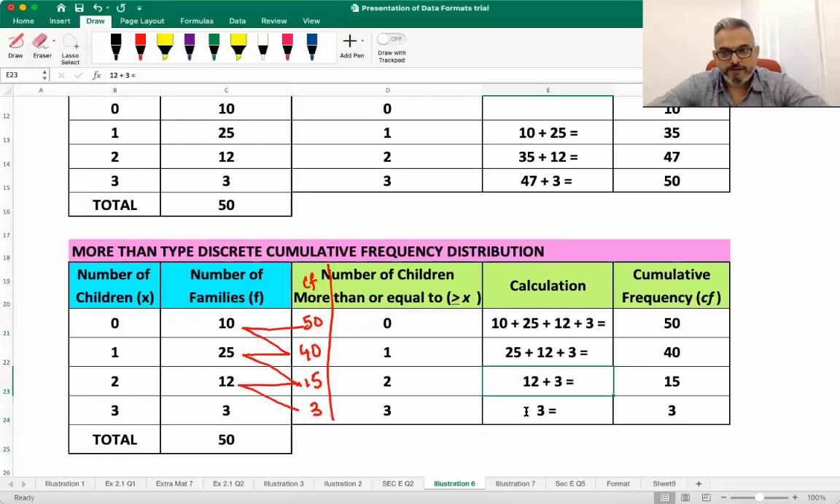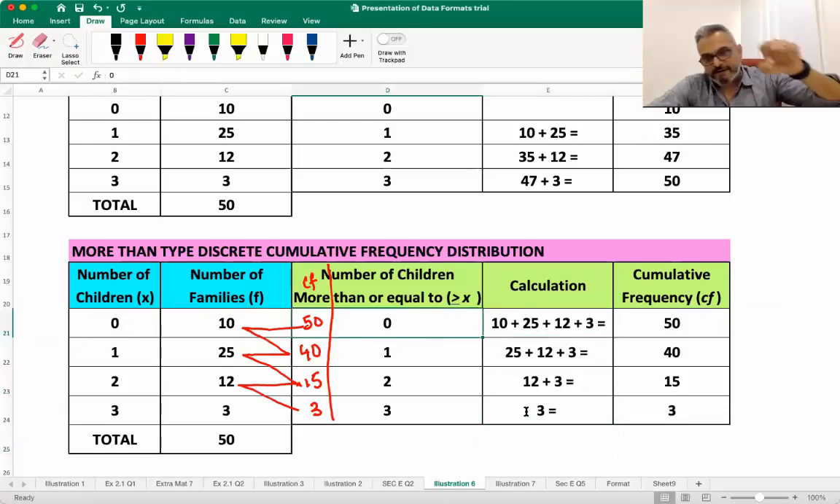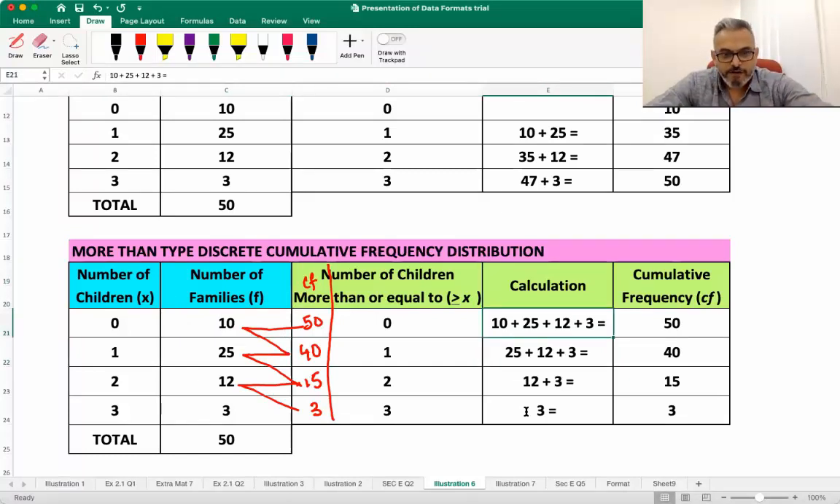So you can do it this way also, but somewhere I feel this subtraction would be easier, as per me. If plus is easier for you, you can go for plus. You can put a finger: from 50 subtract 10, 40; from 40 subtract 25, 15; from 15 subtract 12, 3; and 3 minus 3 is 0, but there is no need for that because it goes only up to 3. So that's how you can do it.